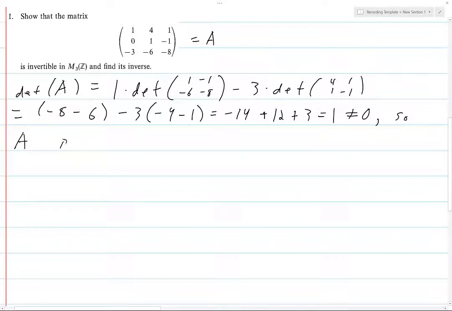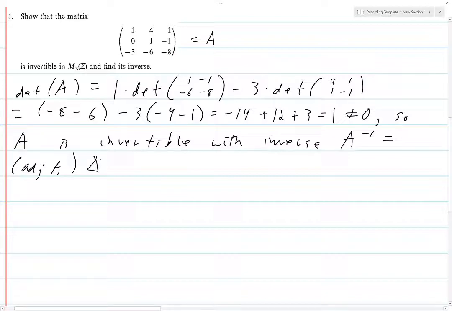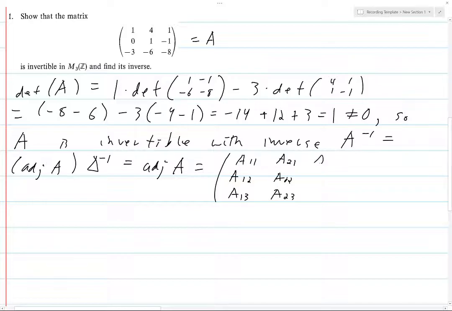So A is invertible with inverse, and using facts from the book, we know that A inverse is the adjoint of A times the inverse of the determinant. The determinant's 1, so its inverse is 1, so it's just the adjoint of A. For the adjoint matrix, you do the cofactors, but you flip them. So instead of A1, 2 here, it's A2, 1, because that's just how it goes. It's from basic linear algebra, even though it isn't super basic stuff, but you learn it in a basic algebra class, so I guess that makes it basic. I'm just going to do all the calculations.